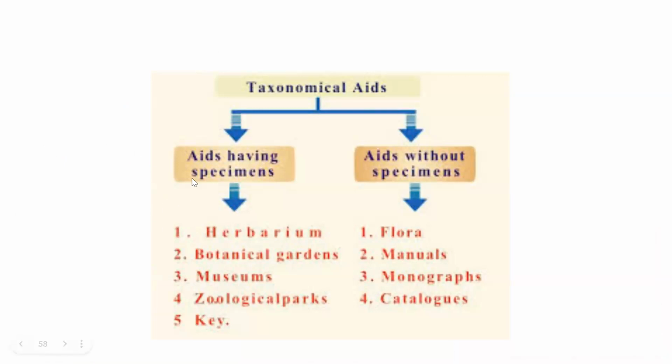Okay, herbarium aids having specimens, aids without specimens. So specimen means we have a reference. Keeping one as a reference, we use it. So aids having specimens are herbarium, botanical garden, museum, and zoological park. Aids without specimens are flora, manuals, monograph, catalogs, and key.